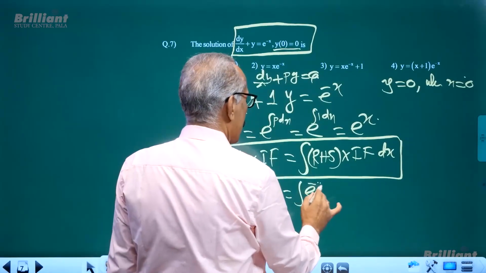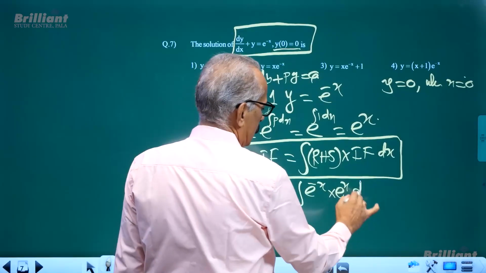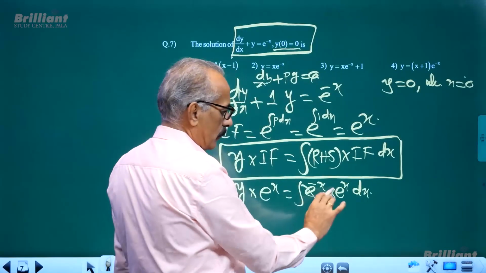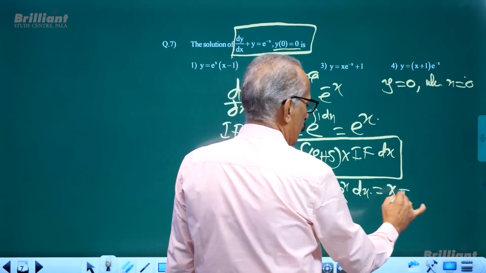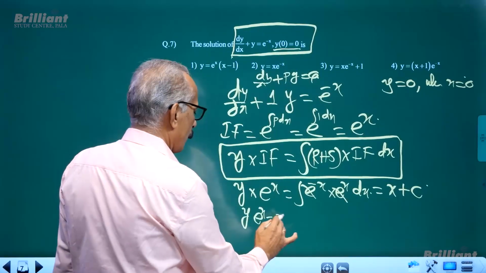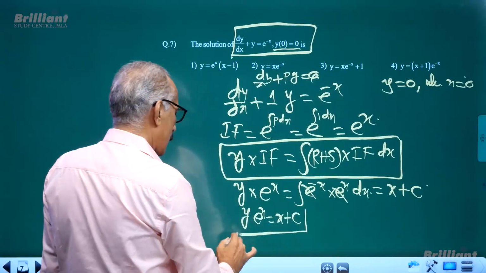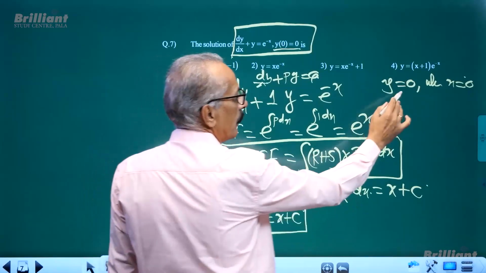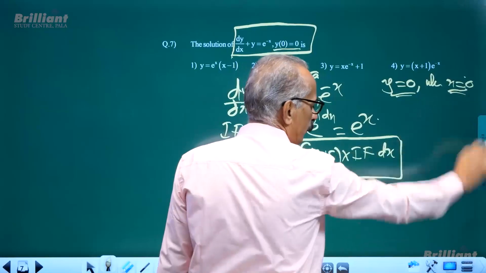That is e raised to minus x into e raised to x dx. You know this is 1, these two cancel, so the integral is x plus c. That means y e raised to x is equal to x plus c. This is the general solution of this differential equation, and we are given a particular solution to find.